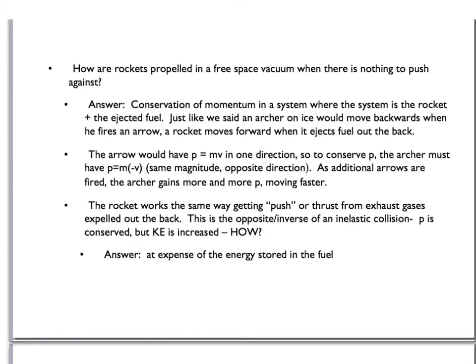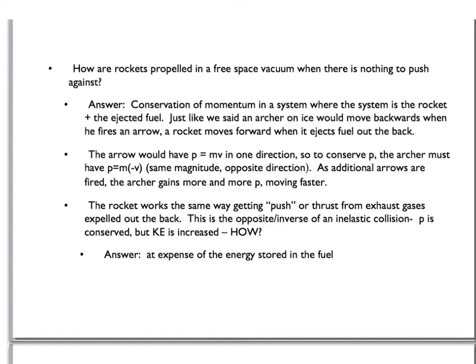So how are rockets actually propelled into free space or in a vacuum when there really is nothing to push against? It's not like taking a step where you can push against the ground. There is nothing out there to push against. The answer is based on the conservation of momentum, where your system is now the rocket plus the ejected fuel. And just like we said an archer on ice would move backwards when he fires an arrow, a rocket is going to move forward when it ejects fuel out the backside.